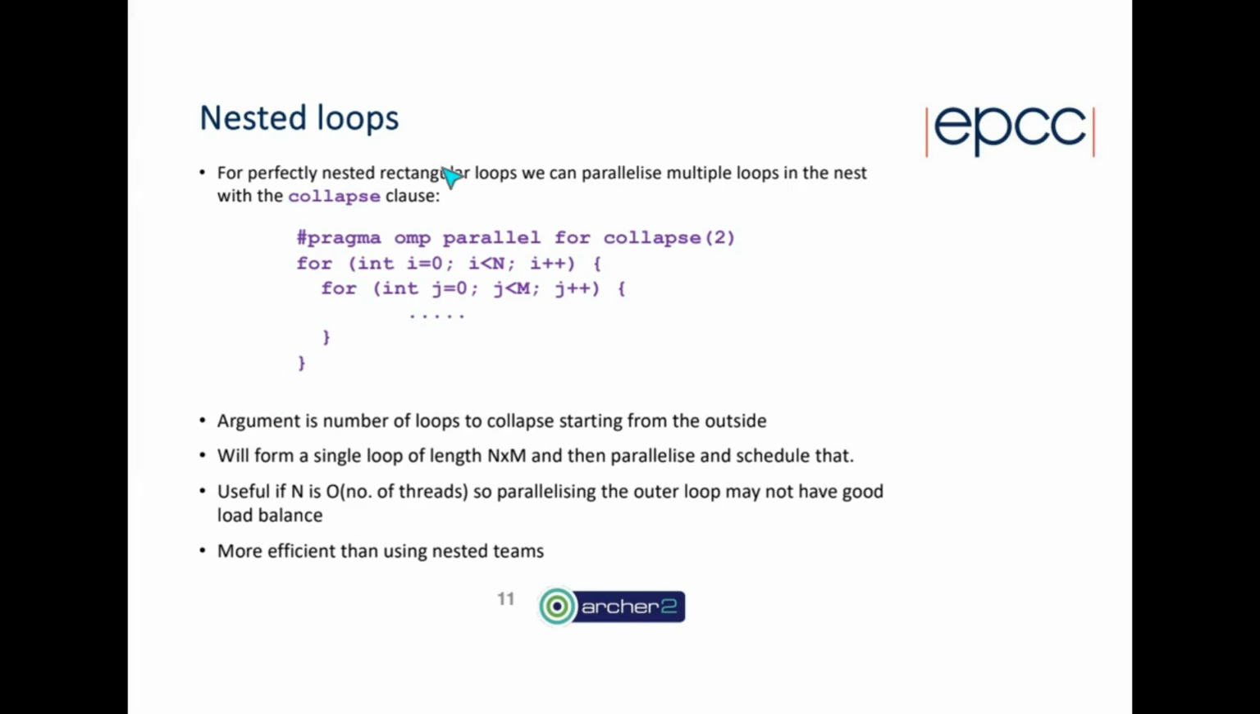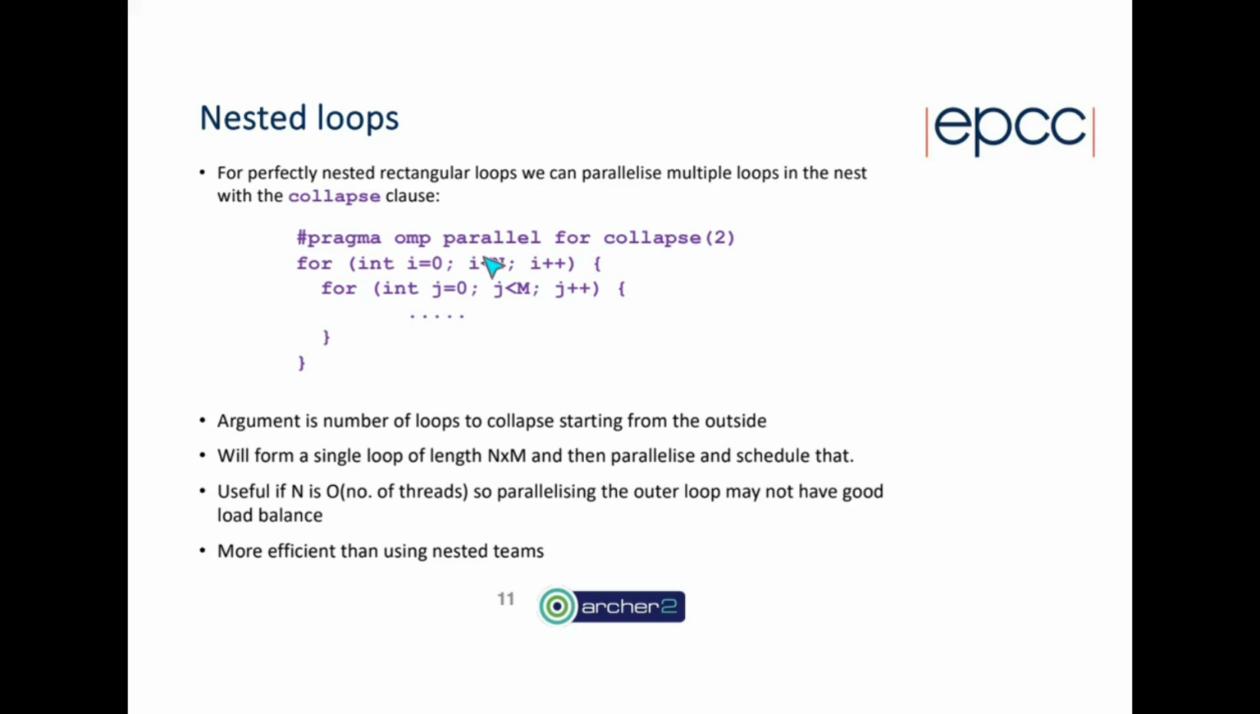The rectangular bit means that the iteration space is a rectangle or hyperrectangle. In other words, it means that the bounds of the inner loops don't depend on the values of outside iterators. Okay, so in this case, if instead of j less than m, I had j less than i here, that would not be a rectangular loop, because the bounds of j would depend on i.